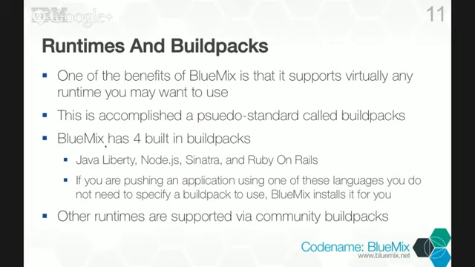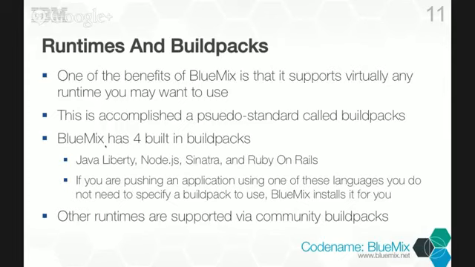Essentially, BlueMix has four built-in build packs: one for Java Liberty, Node, Sinatra, and Ruby on Rails. But that doesn't mean that those are the only languages or runtimes that you can use. You can use, like I said, virtually any. And the way we do this is via community build packs.